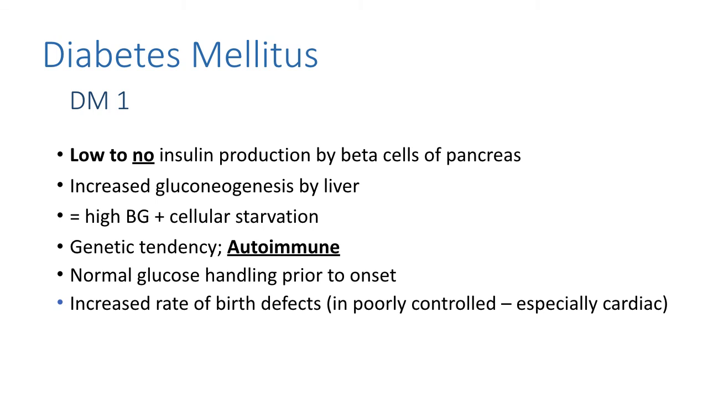You have normal glucose handling prior to the onset of this. This is believed to be an autoimmune disorder and is often triggered by some sort of precipitating event that causes destruction of the beta cells of the pancreas. And these people tend to respond very well to insulin, but again, keep in mind that if you have high levels of insulin over time, you will develop some measure of insulin resistance because the cells don't like it if you're jamming too much sugar inside the cells. Increased rate of birth defects occurs in diabetic patients who are poorly controlled.